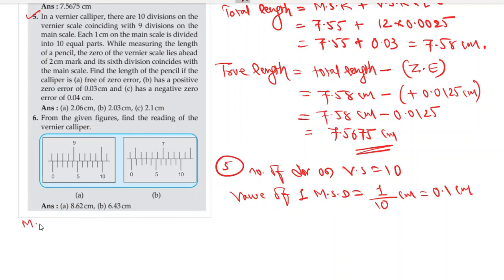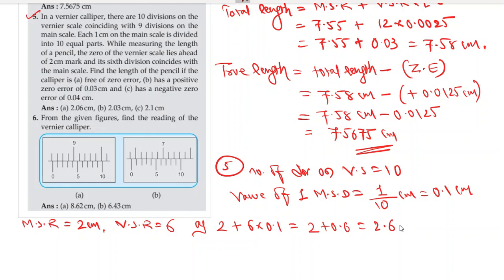So your main scale reading is equal to 2 centimeter, and vernier scale reading. The vernier's 6th division coincides with the main scale. So vernier scale reading is 6. Find the length of the pencil if the caliper is free from zero error. So the first answer will be 2 plus 6 into 0.1. I'm not writing the formula because now you know the formula: main scale reading plus vernier scale reading multiplied by least count. So that is 2 plus 0.6, that is 2.6.